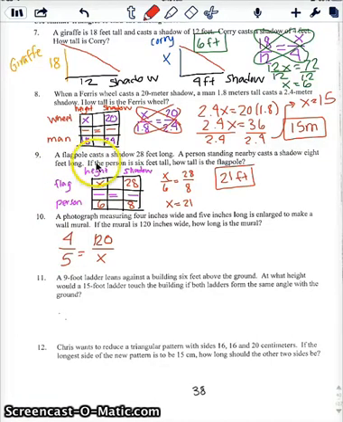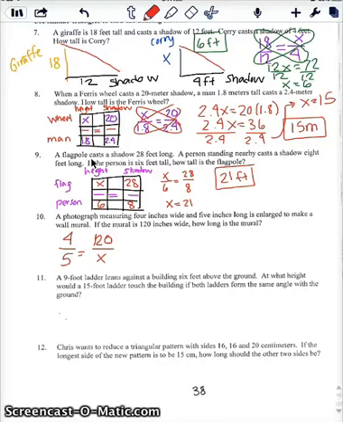Same thing if you have flipped height and shadow. If you wrote height on the right side over here and you wrote shadow on the left side, your proportion would be flipped left to right from mine, but again, you would still get the same answer. As long as your cross product gives the same result, you will get the same answer.